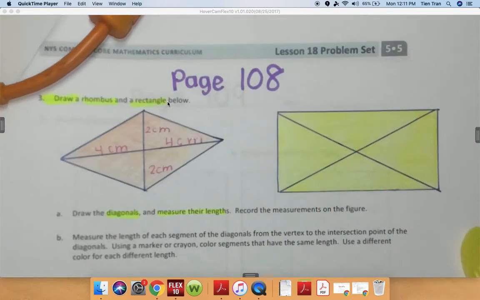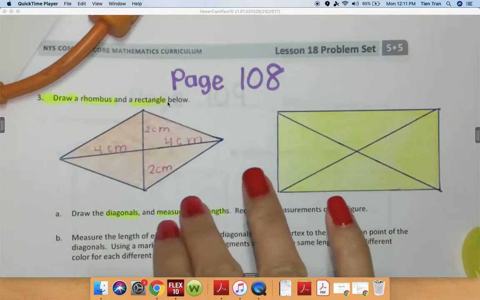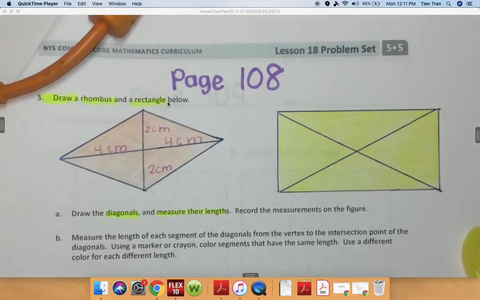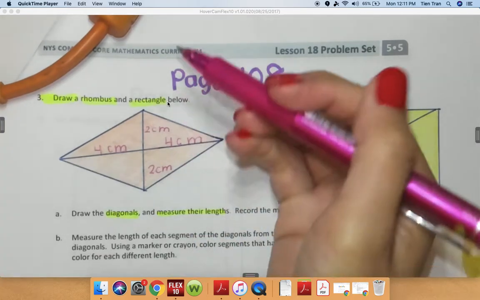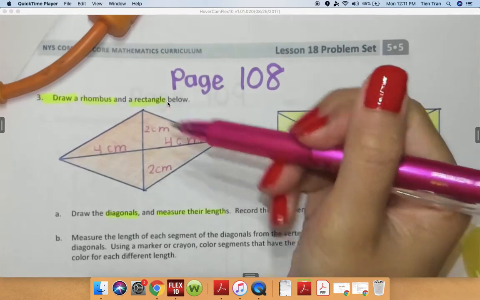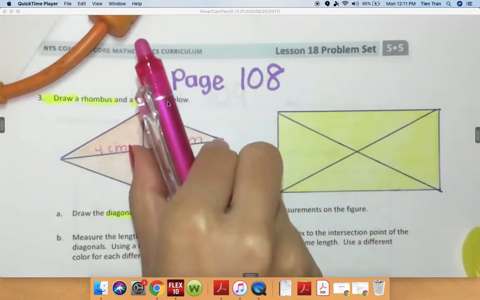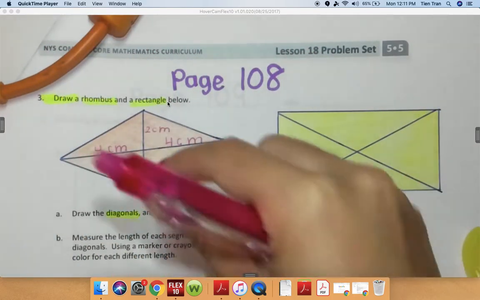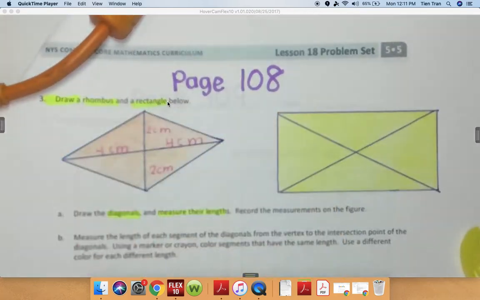Now, looking at my rhombus right here, or diamond, I notice that the measurements are the same. So it is equal in lengths on both sides, top and bottom, side to side. That's what I can tell. So even though I measured it, I noticed that they are the same.